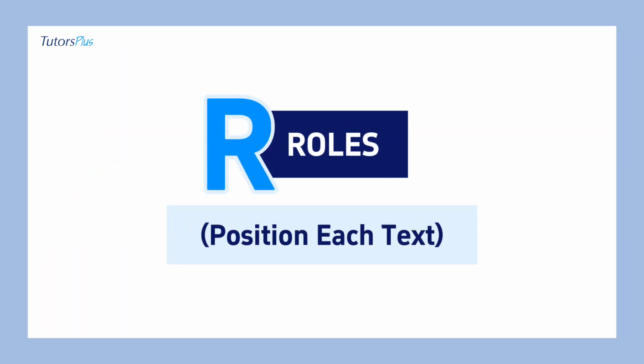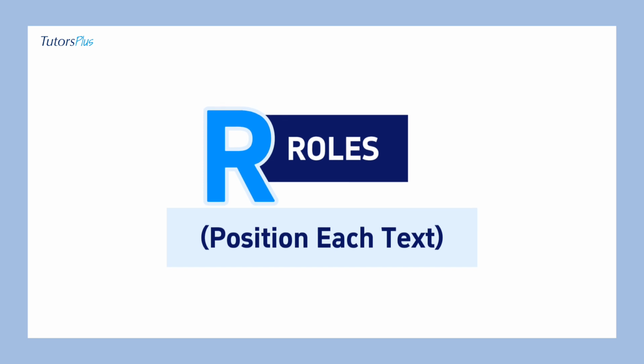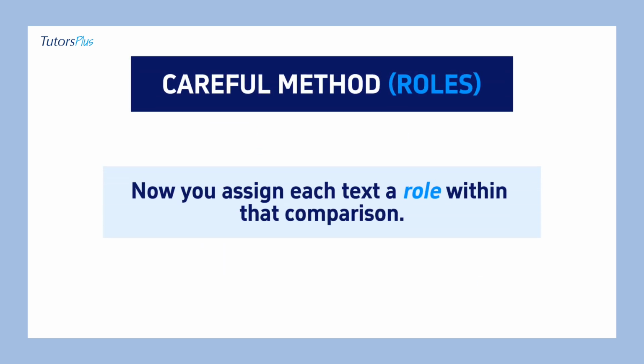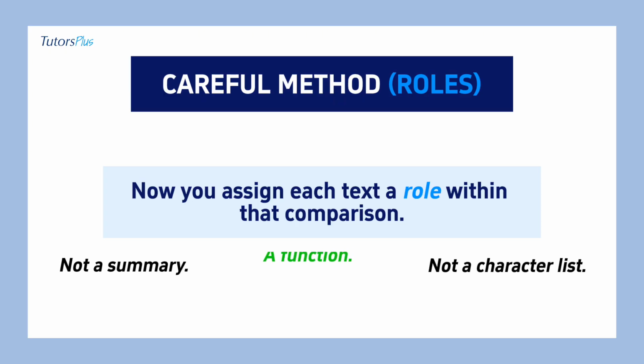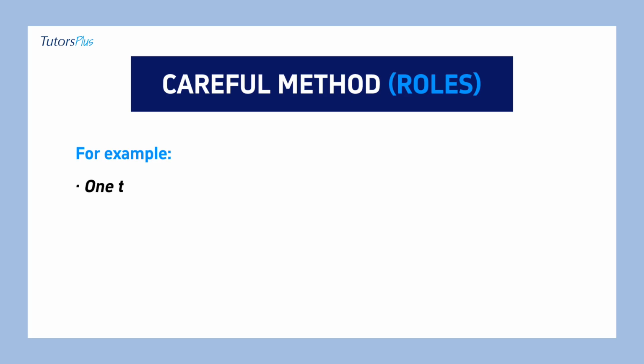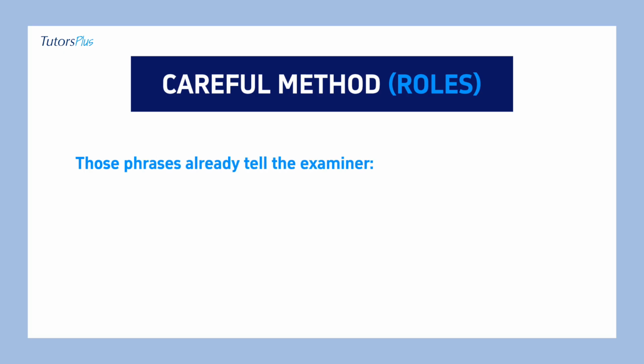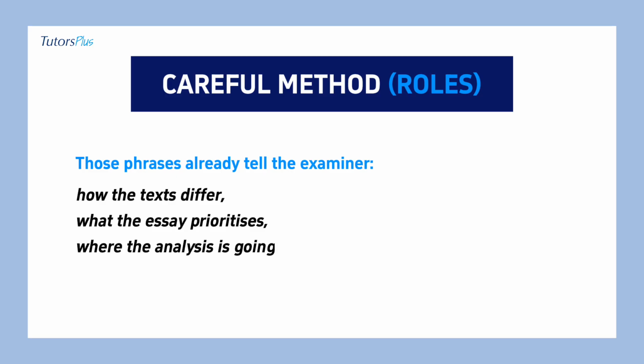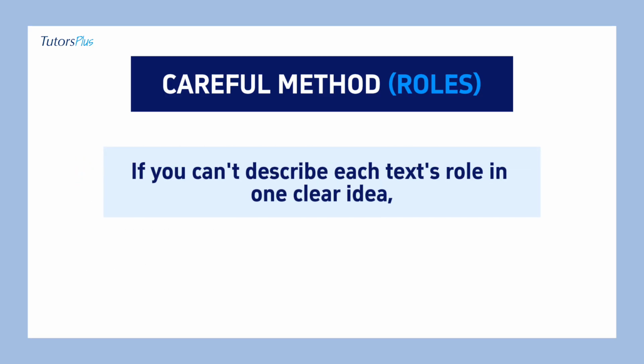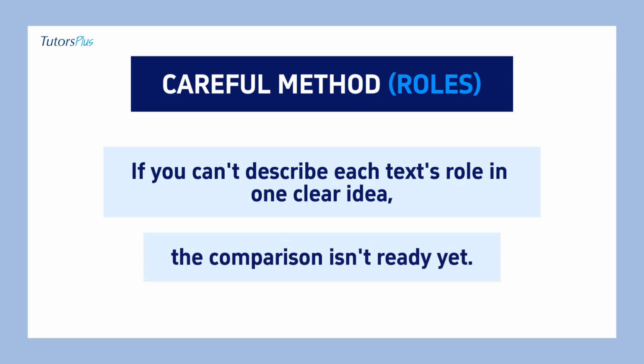The R in CAREFUL is the roles, the positioning of the texts. So you assign each text a role within that comparison. And this is not a summary, it's not a character list, it's a function. For example, one text presents resistance as gradual and internal. The other presents it as public and confrontational. So these phrases already tell the examiner how the texts differ, what the essay prioritizes, and where the analysis is going. So if you can't describe each text's role in one clear idea, the comparison isn't ready yet.